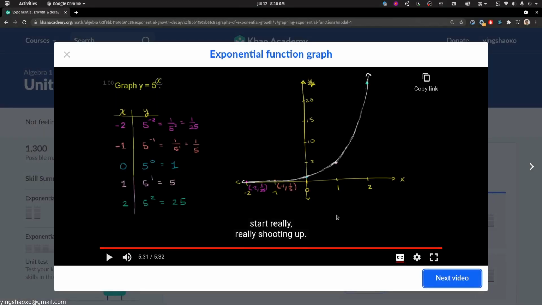All right, so printing out the graph is quite simple and easy. All you have to do is to find out a bunch of x and y values and print them out into your graph. Then you connect each point together.